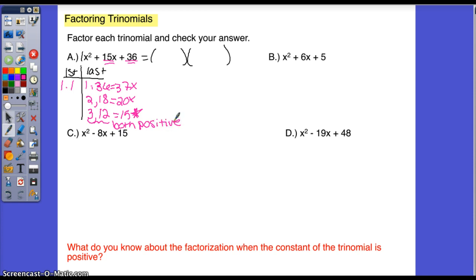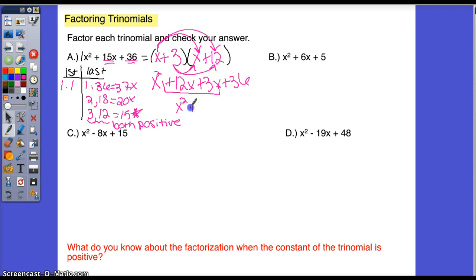So whenever I plug them in, I know that it's 1x and 1x, but we don't need to write that. So we have x plus 3 and x plus 12. You could have x plus 12, x plus 3, doesn't matter. So now if I check by distribution, x times x is x squared. X times 12 is positive 12x. Positive 3 times x is positive 3x. And positive 3 times 12 is plus 36. Combine our like terms, so we get x squared plus 15x plus 36.